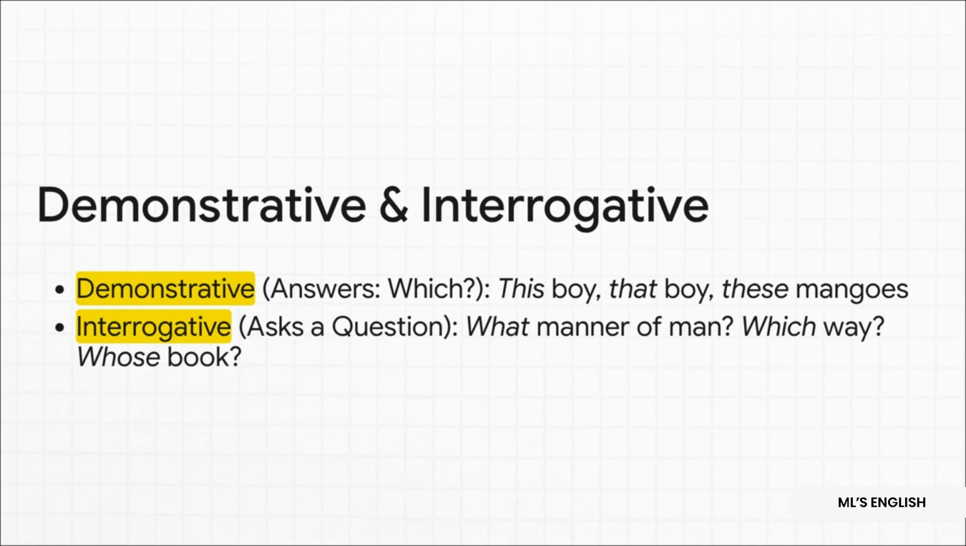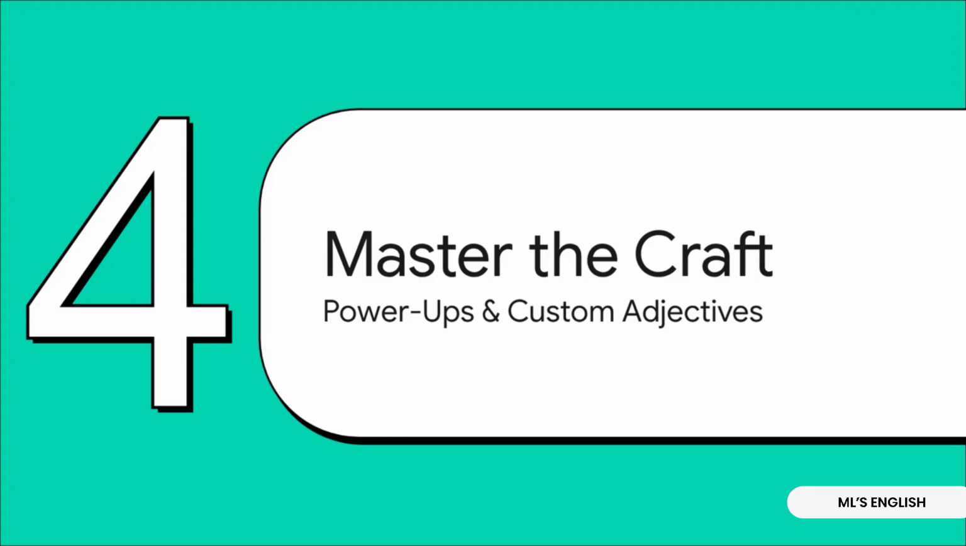Then you have interrogative adjectives. Words like what, which, and whose become adjectives when you stick them right in front of a noun to ask a question. Which way? Whose book? Easy peasy.